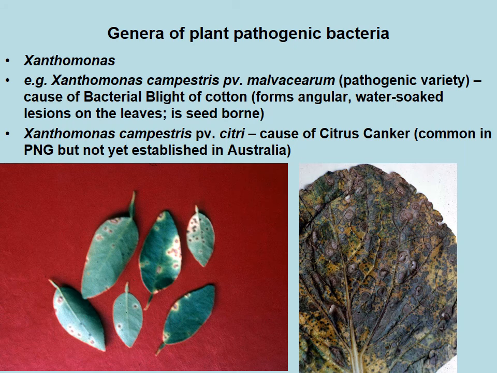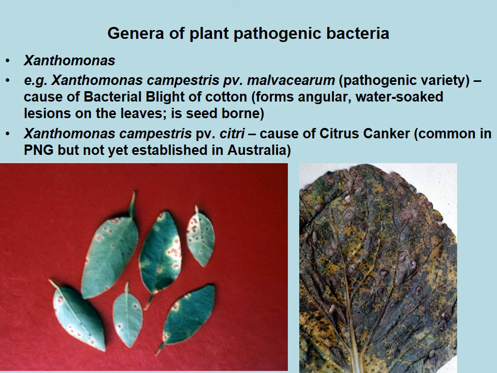Our next genus is Xanthomonas. For example, Xanthomonas campestris pv. malvacearum. This causes bacterial blight of cotton. We also have here Xanthomonas campestris pv. citri, which causes citrus canker. This particular disease is common in Papua New Guinea, but it's not yet established in Australia.